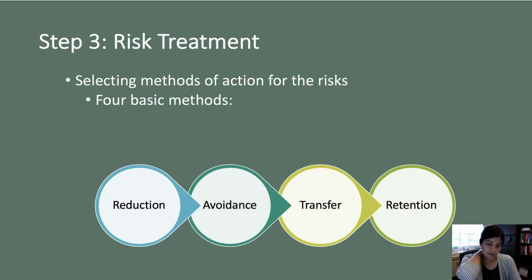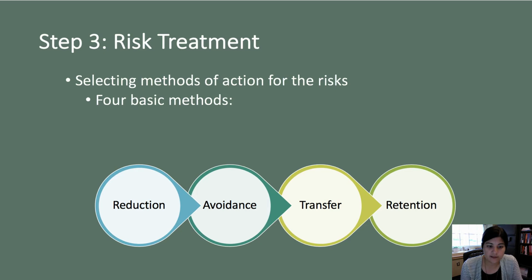Okay, so step 3 of our risk management process is what we call risk treatment. We've identified the risks, we've evaluated the risks based on their frequency and severity. Now we have to actually think about how we're going to treat these risks. So what steps are we going to take to try to lower these risks or make them go away entirely? Basically, there are 4 methods to risk treatment, so 4 different options you have.